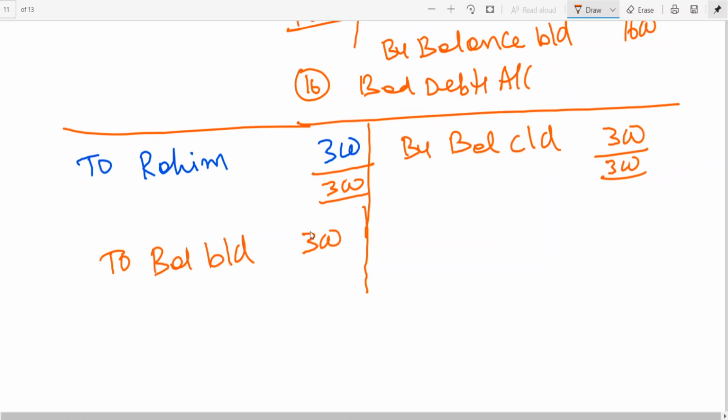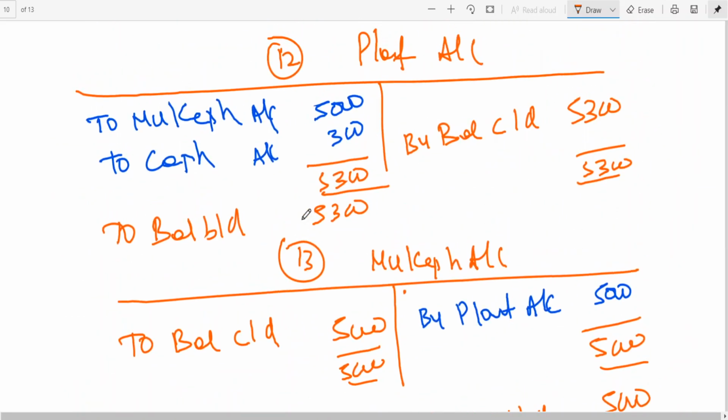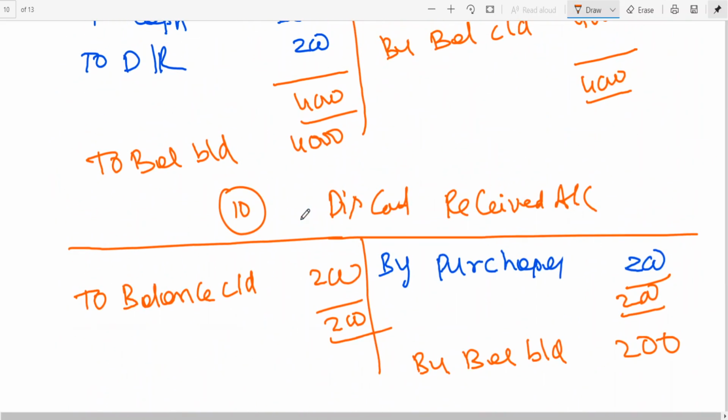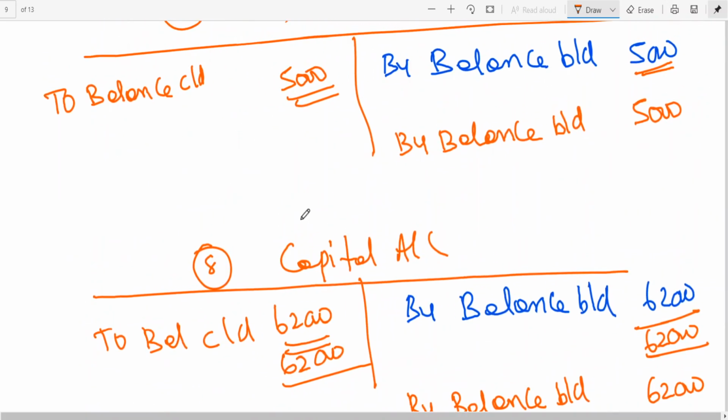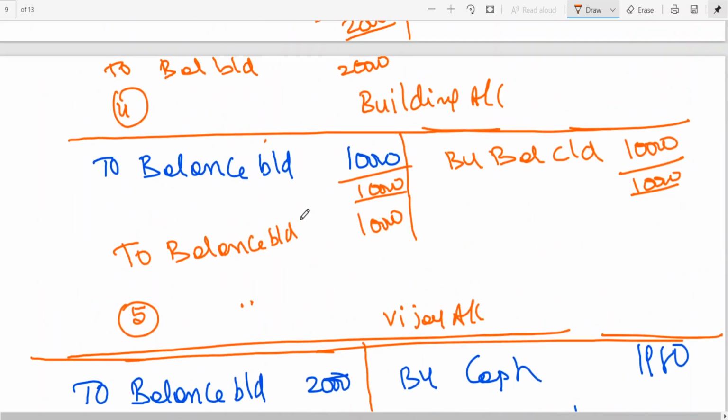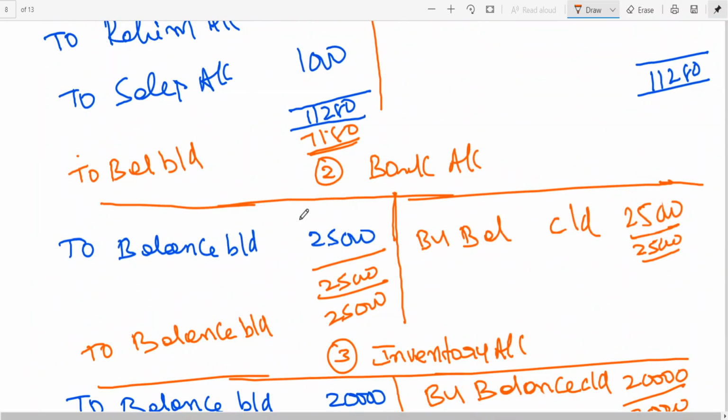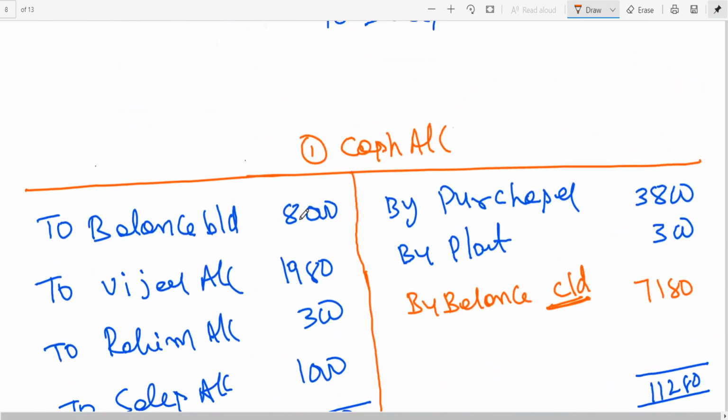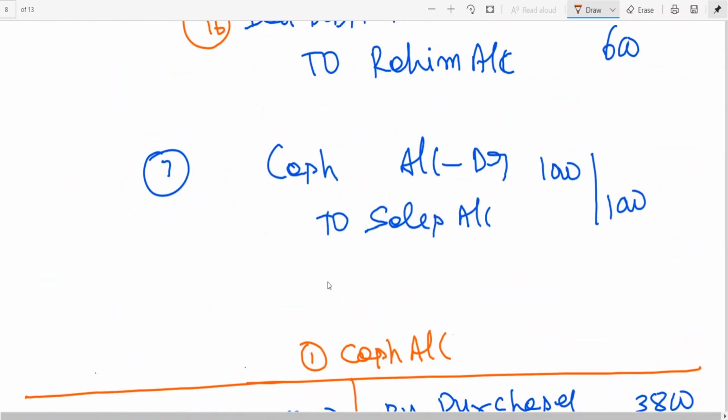Clear to all of you? This is how we have to go for ledger balancing from journal entries. Without writing journal entries, you should be able to go for these ledger accounts without writing the entries. That is what it's all about. So this is about ledger.